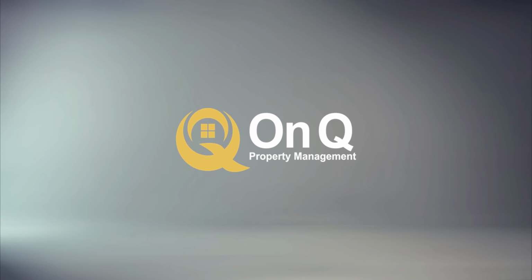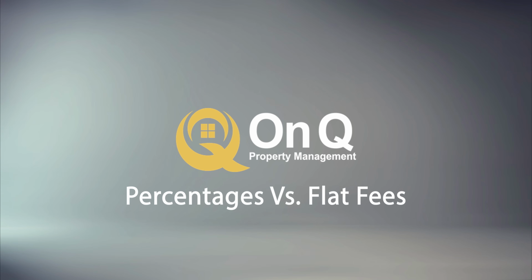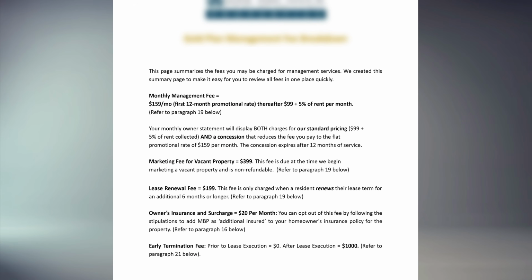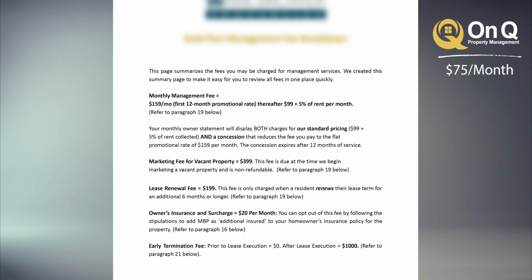We just want to do a quick walkthrough of how plans work. We get a lot of questions about percentages versus flat fees. So we have an example here from a local property management company, and it's a breakdown of their fees. As you know, on Q, we're flat fee, $75 a month. That's it, all in.